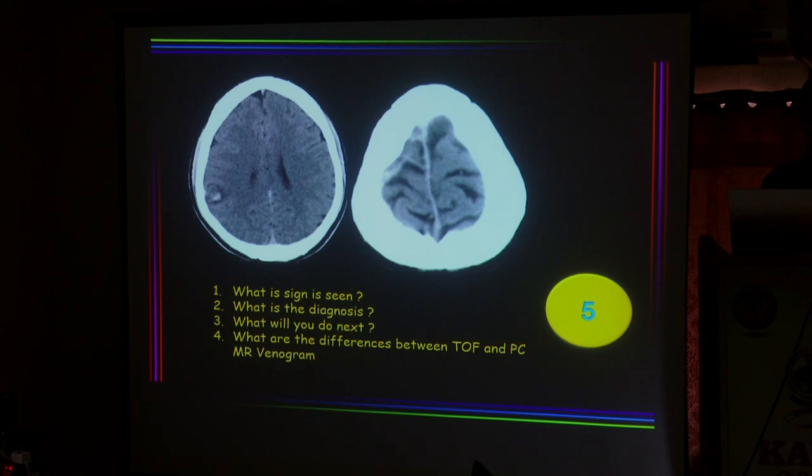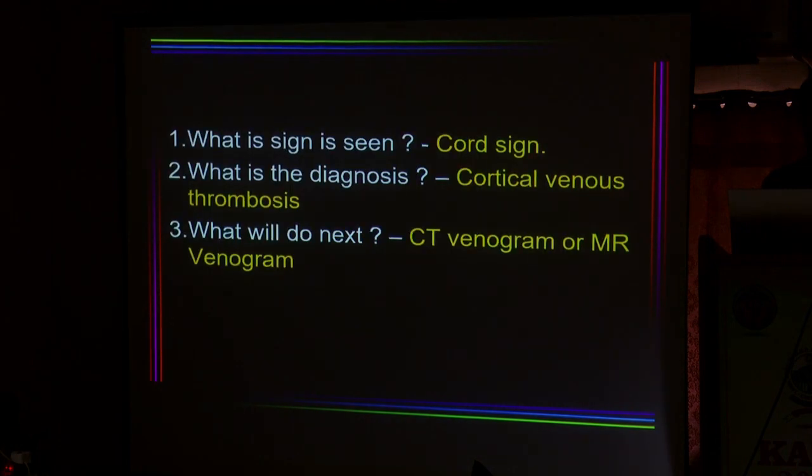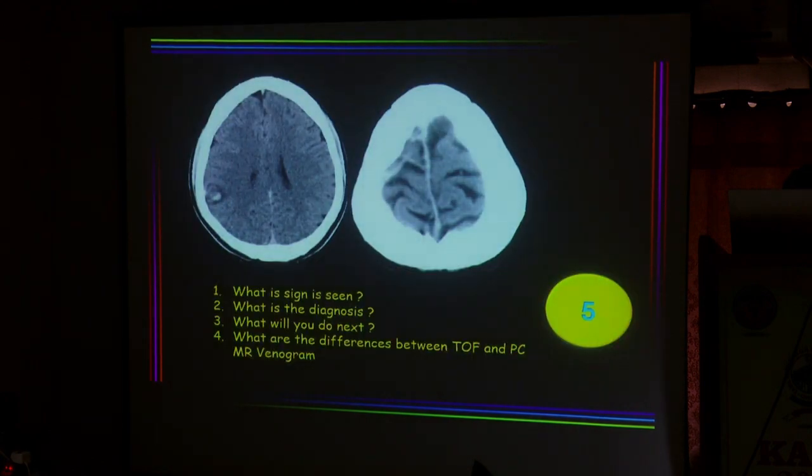And if you do an MR venogram, what is the difference between a TOF venogram and a phase contrast MR venogram? So this is a cord sign indicating a cortical vein thrombosis. Either a CT venogram or an MR venogram can be done. Normally we use a 2D time of flight for the venogram. 3D time of flight is used for the MR angiogram of the arteries of the circle of Willis.